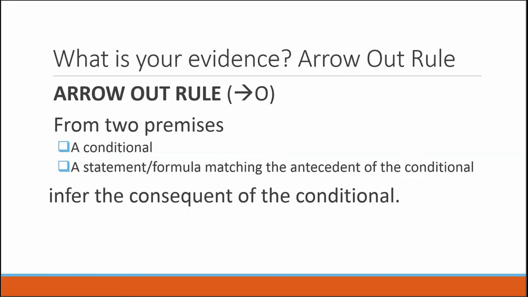A few things to notice about it. To apply this rule, you'll always have to have two and only two premises, one of which has to be a conditional, and the other has to be the exact match of the antecedent of the conditional. It has to be an exact match. That's important. From those two premises, you can infer the consequent.